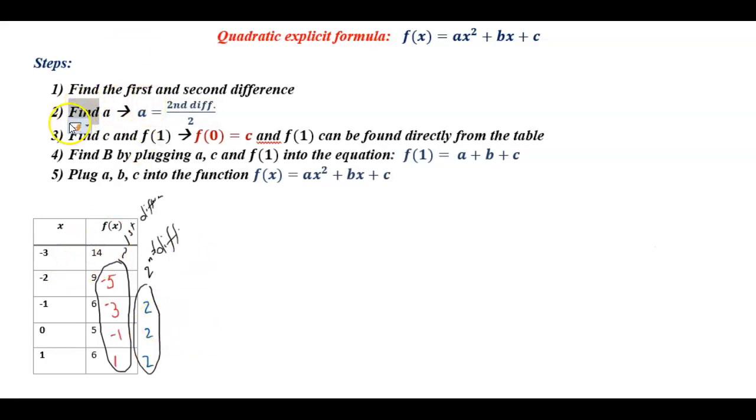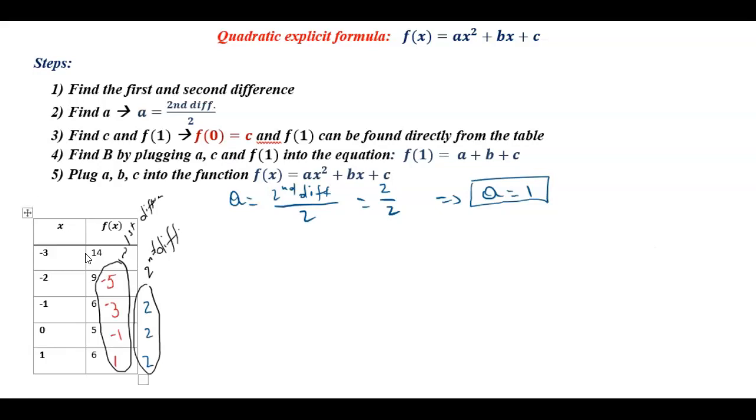So now we're gonna move to step 2 by finding a. So we need to find a. So we know a is equal to the second difference divided by 2. So the second difference is 2 divided by 2. So therefore a is equal to 1. 2 divided by 2 is 1. So a is equal to 1. So that's checked. The next thing, step 3, is to find c.